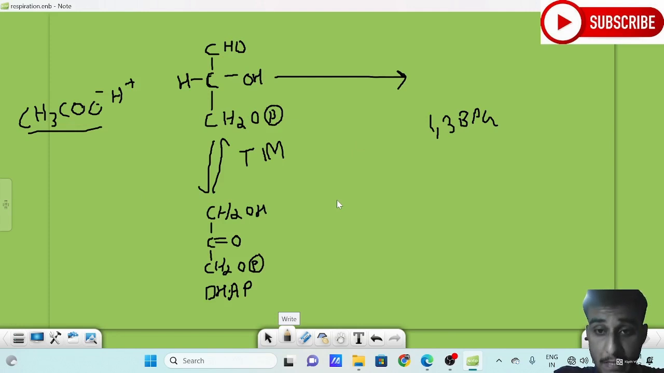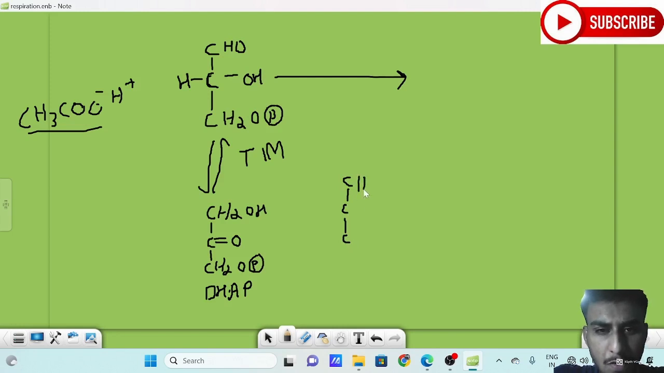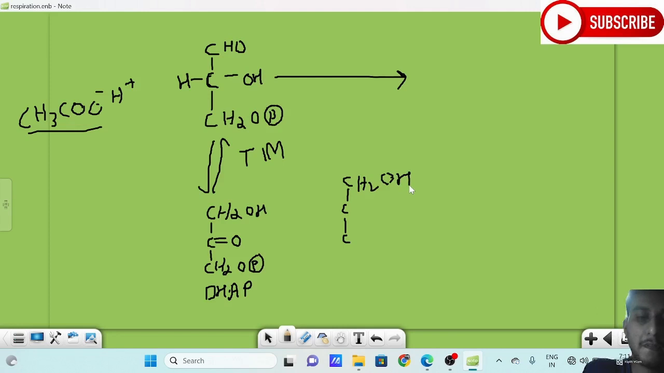Now we will draw the structure of 1,3-BPG. You know the structure of glycerol. From the structure of glycerol, 1,3-BPG is derived. So first let us draw the structure of glycerol. Glycerol: CH2OH, CH2OH, CH2OH. This is the structure of glycerol.